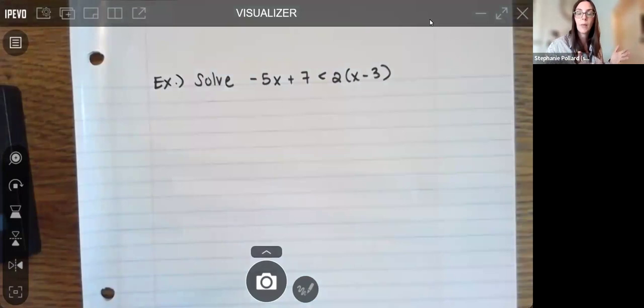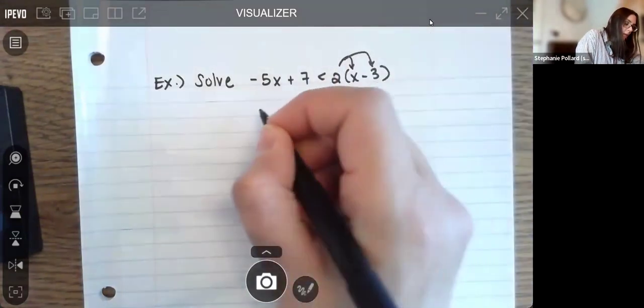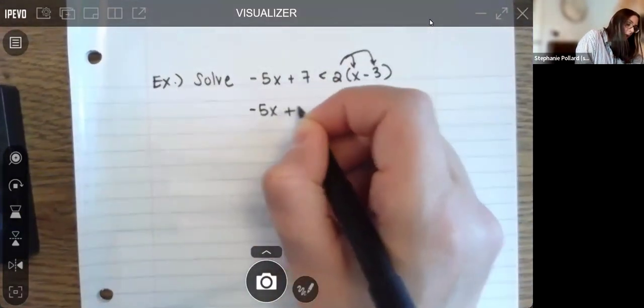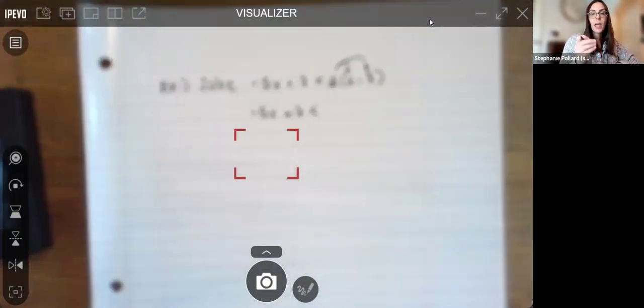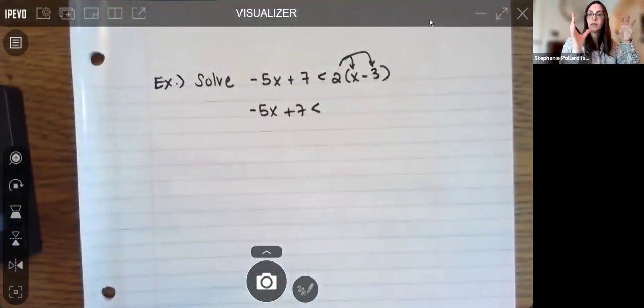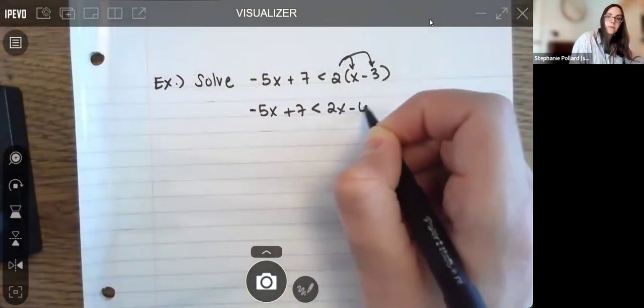All right, so same style problem here. Going to kick it up a little bit. I do have parentheses, so I'm going to clear those out. Now, as a side note, even if this was a -2, I would not flip the sign. I only flip the sign if I multiply or divide on both sides by a negative, like if I'm making the change. So that doesn't count for parentheses. So this would be 2x minus 6.